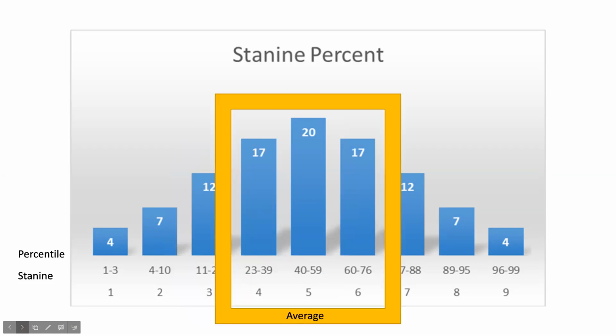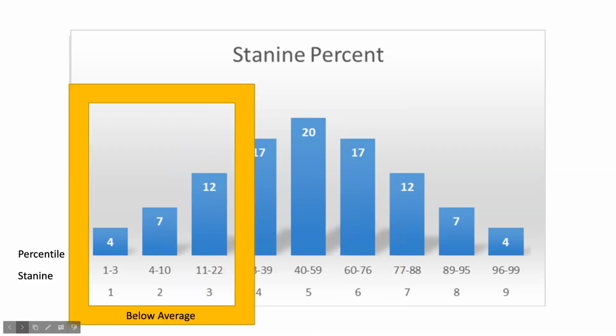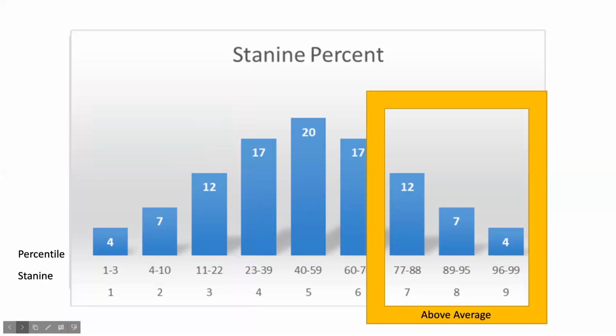A Stanine of a 4, 5, or a 6 is considered average. 54% of students will receive an average score with a Stanine of 4, 5, or a 6. A Stanine of 1, 2, or 3 is considered below average. 23% of students will score below average on a subtest scaled score. A Stanine of 7, 8, or 9 is considered above average performance. 23% of students will score above average on a given subtest.